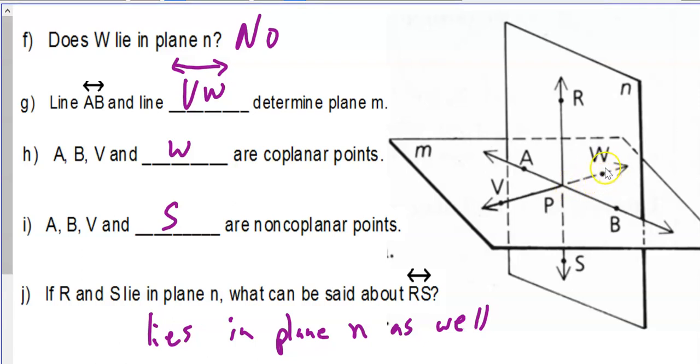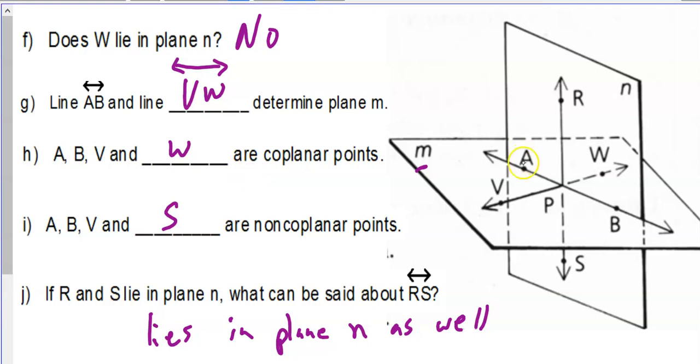So that's what they try to represent with these dotted lines over here, that it doesn't actually, like you're looking through this plane. So it actually lies in plane M. Okay, lines AB and VW, intersecting lines, determine plane M. A, B, V, and W are coplanar. You could have also done P here. That would have worked as well for H.